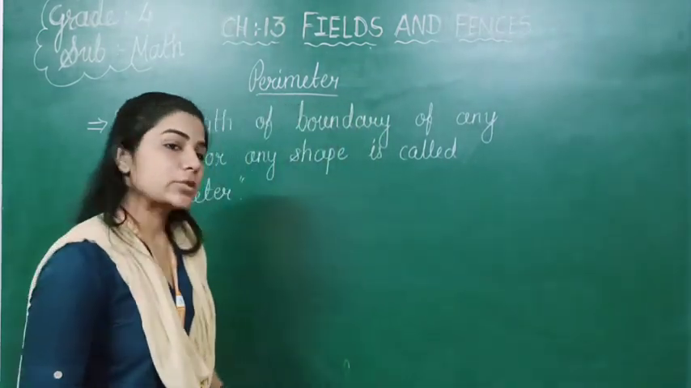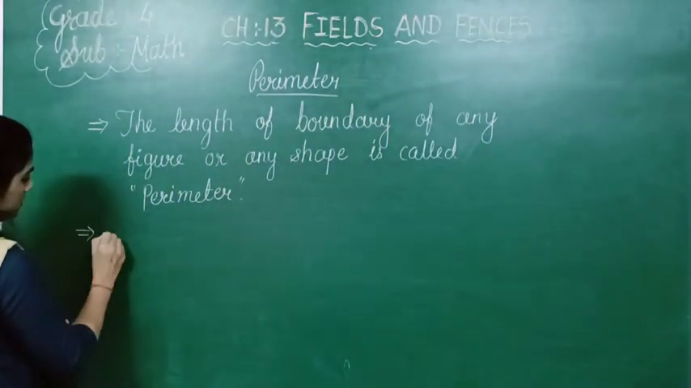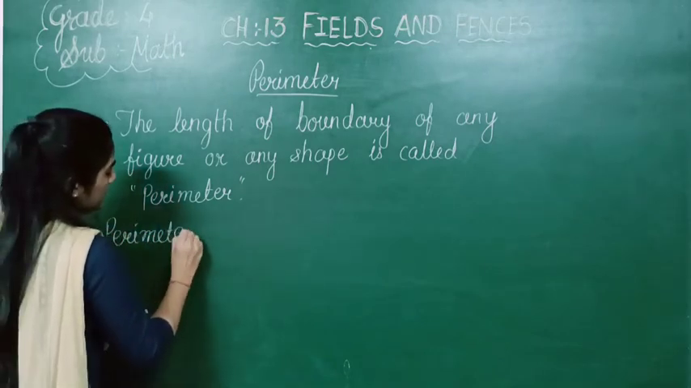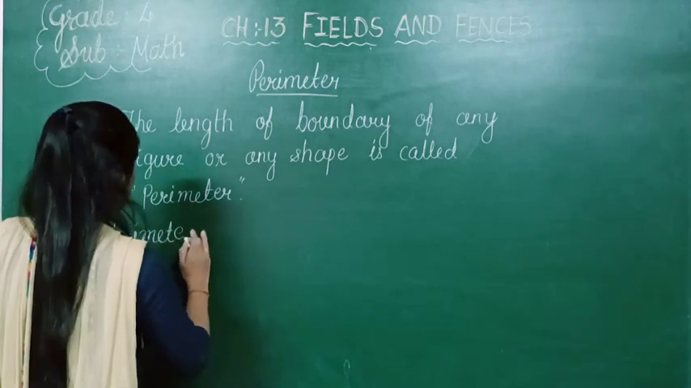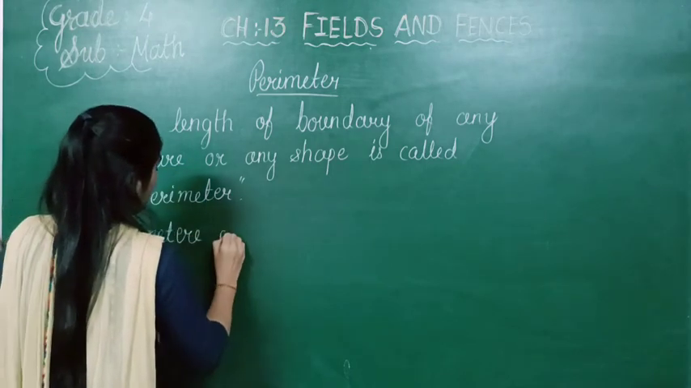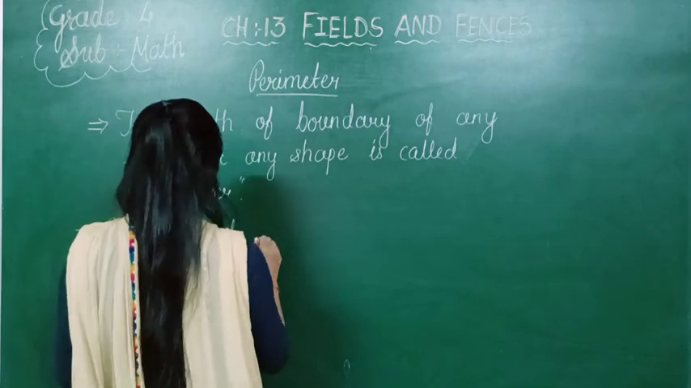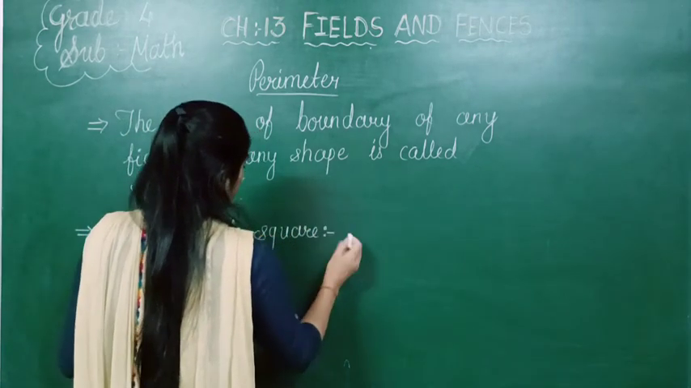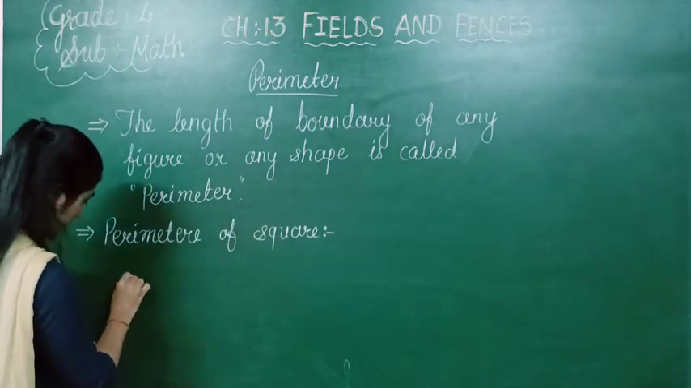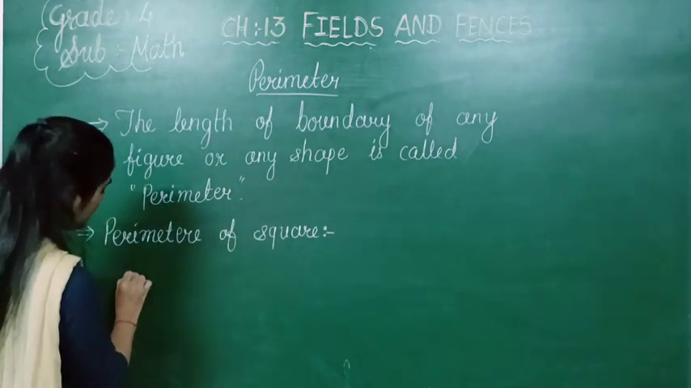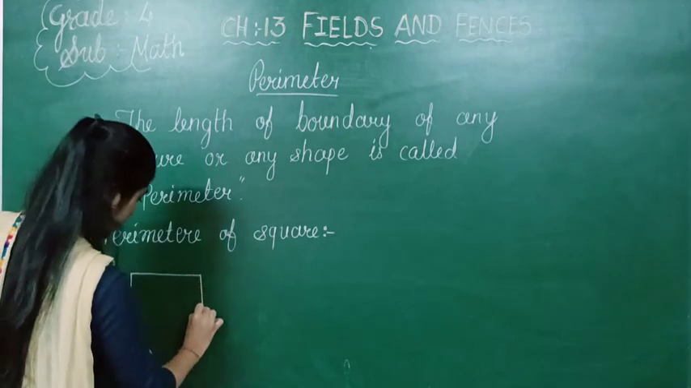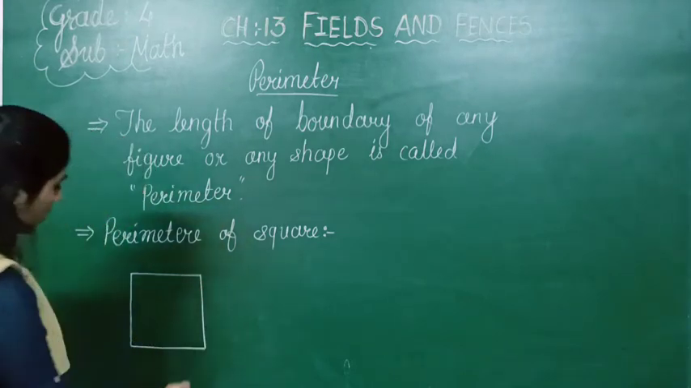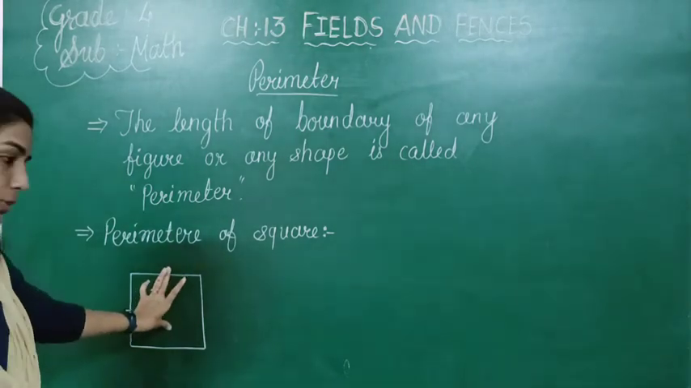Now the perimeter of a square. Perimeter of the square shape. About this square, you know that in the square all the sides are the same. Means all the measurements of the square are the same.